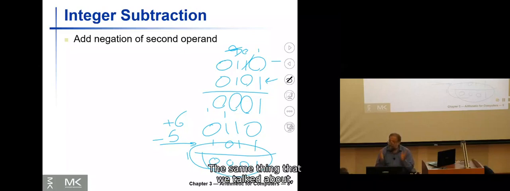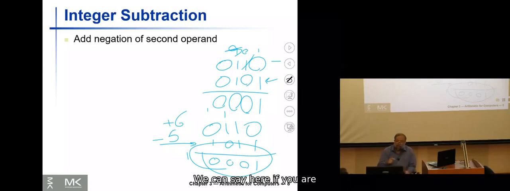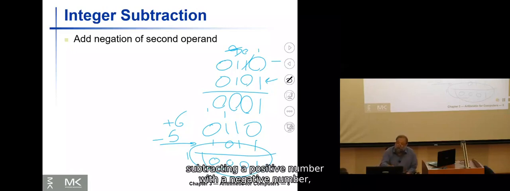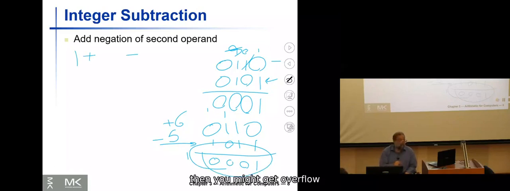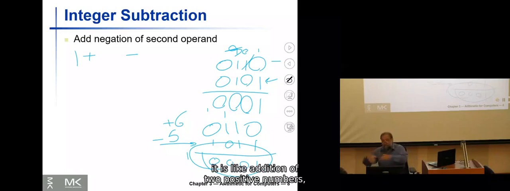The same thing that we talked about for overflow in addition, we can say here. If you are subtracting a negative number from a positive number, then you might get overflow, because positive minus negative is like the addition of two positive numbers.